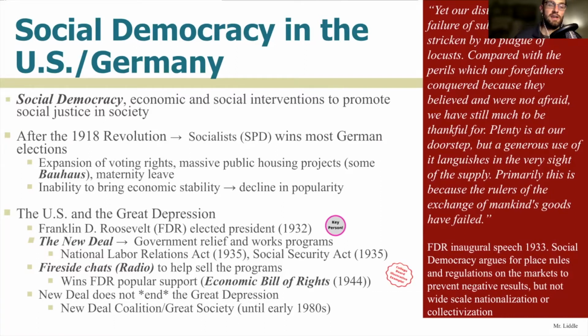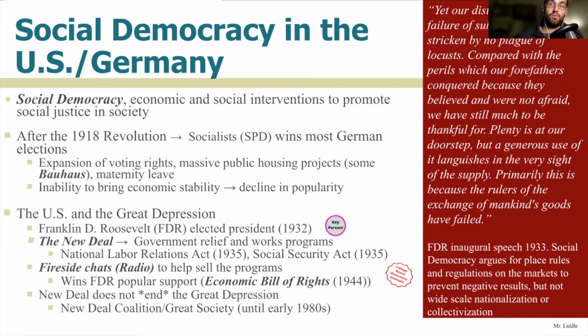And after the 1918 revolution, they were, for the most part, the ruling coalition within the new Weimar Republic. And although they didn't push to undertake a revolution, they undertook such social improvements as the expansion of voting rights, including giving women the right to vote, massive public housing projects, many for veterans of World War I or those who had been injured in World War I, as well as maternity leave for pregnant women, along with improving the existing social safety net and pension system.